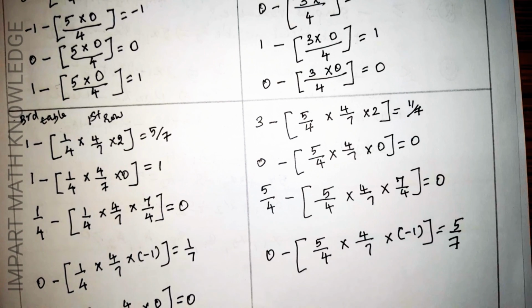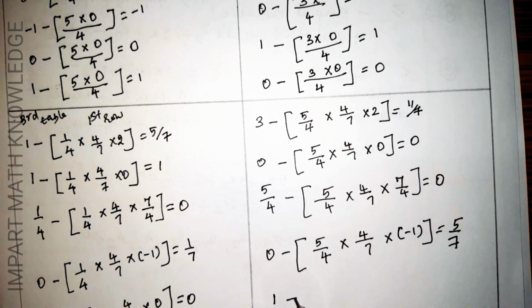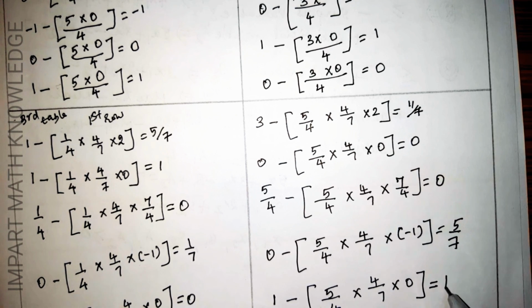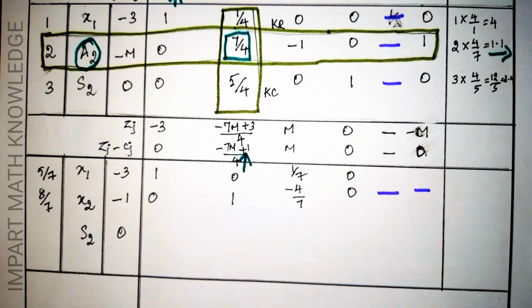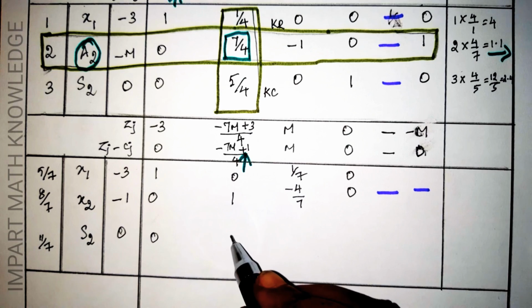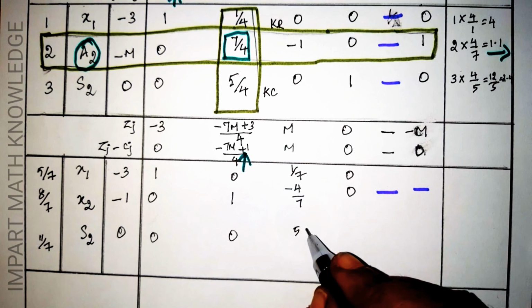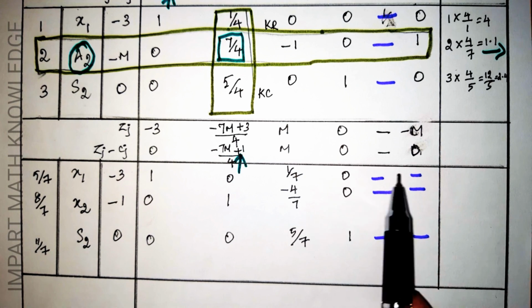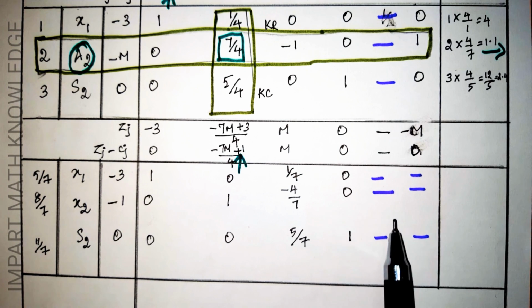The next value is 1 minus, that is old value is 1 minus key column value into key value into key row value is 0. Simplifying this, you will get 1. The third row is 11 by 7, 0, 0 again, 5 by 7, 1. Artificial variables leave the table, so no need to find these values.